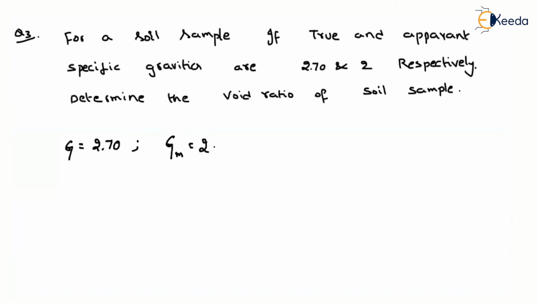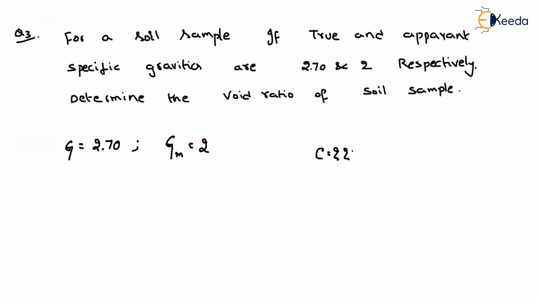So apparent depends upon the type of the soil condition. That means either it may be in dry condition, or in the saturated condition, or we can say in the bulk manner. Bulk means nothing but a partially saturated soil also. So what will be the relationship? Suppose they give G and Gm, how can I find out the void ratio of the sample?